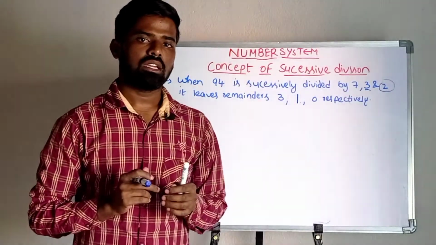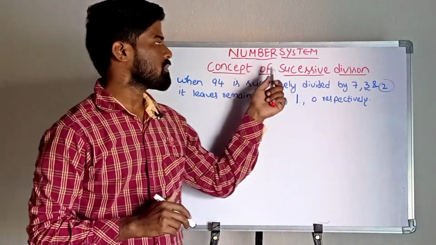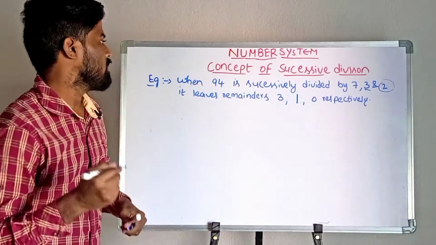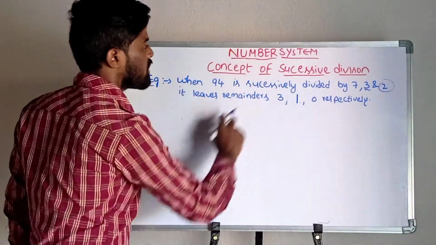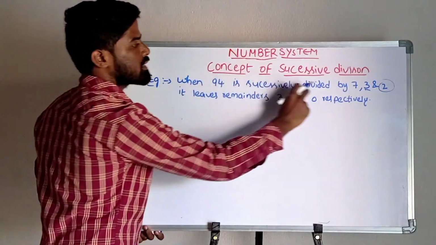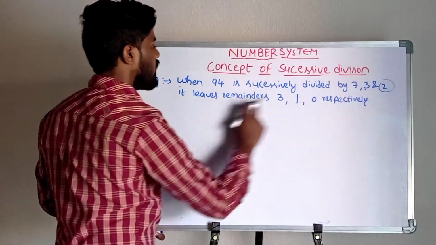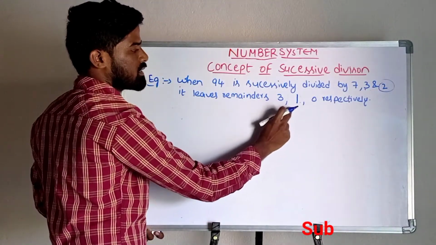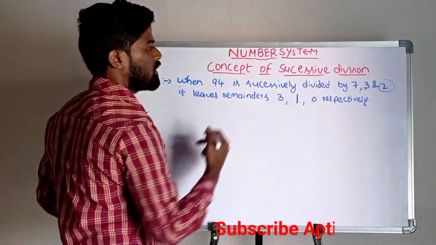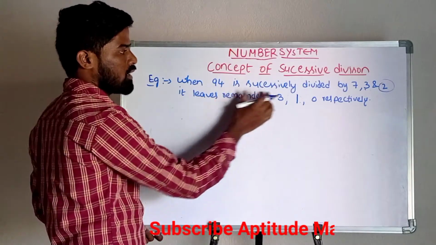Hello everyone. In this video we will discuss the concept of successive division. First I will explain this concept with an example. When 94 is successively divided by 7, 3 and 2, it leaves remainders 3, 1, 0 respectively. First we will understand what this question means.